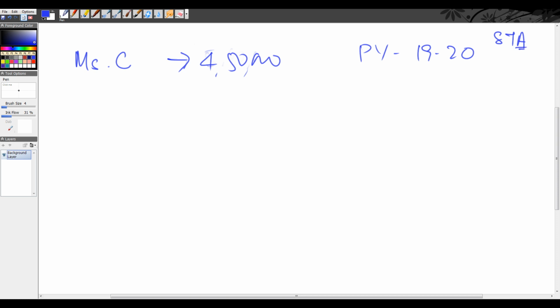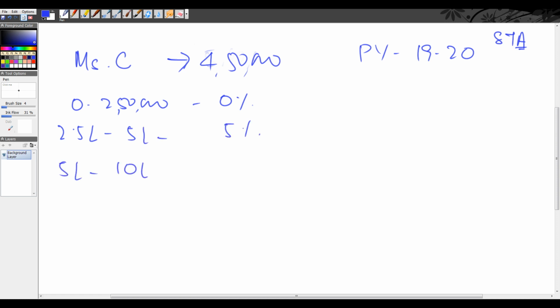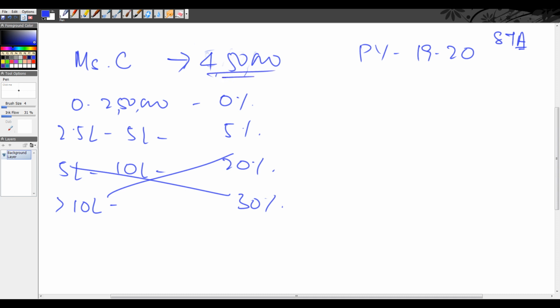Now, once again, we'll have to look at the slab rates: 0 to 2,50,000, 0%; 2.5 lakhs to 5 lakhs, 5%; then 5 lakhs to 10 lakhs, 20%; above 10 lakhs, 30%. This drill will be there for all the tax liability calculations. We need not be worried about the last two slabs for Miss C because her income of 4,50,000 is below the 5 lakh limit. Her liability in those slabs will be 0. Now, let us look at the upper limit as well as the lower limit. What is the upper limit here? 5 lakh. The lower limit, that is her actual income, is 4,50,000.